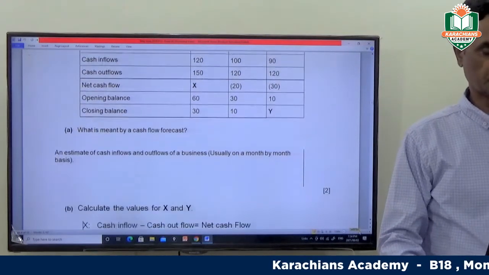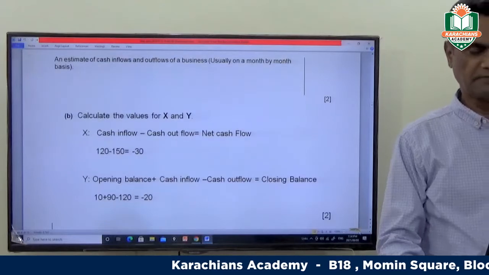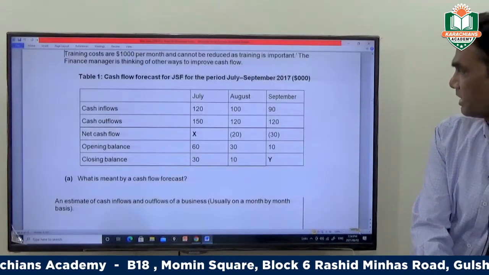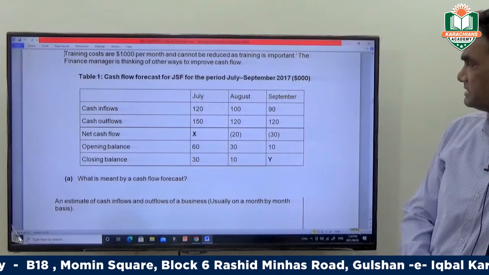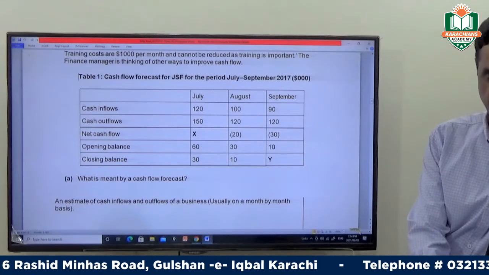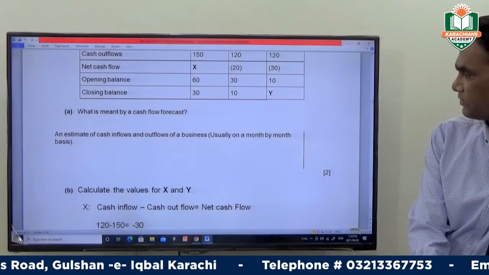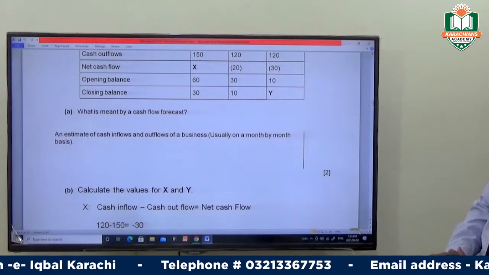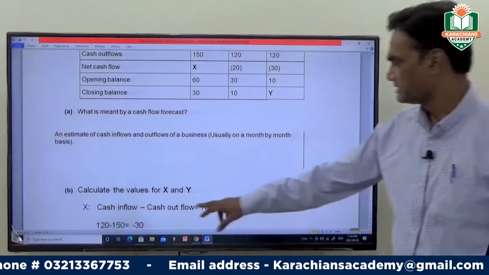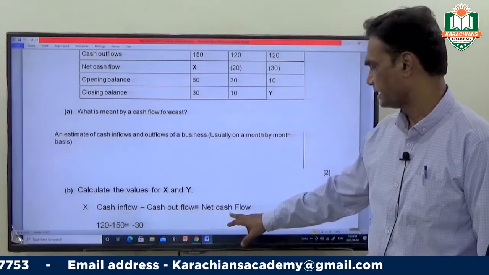Now come to question B. Calculate the value of X and Y. As we have earlier discussed, we have to calculate X, meaning net cash flow, and Y, meaning closing balance. Now here comes the formula. X is cash inflow minus cash outflow is equal to net cash flow.